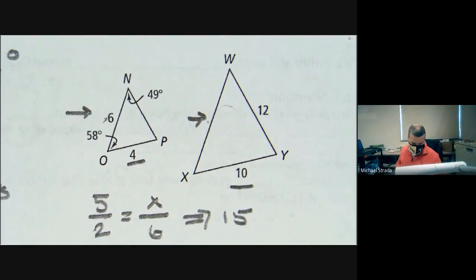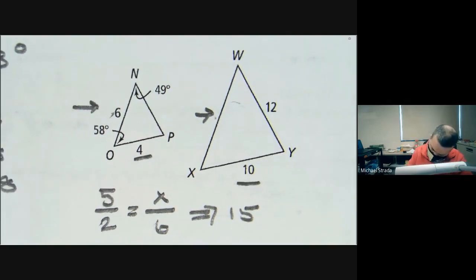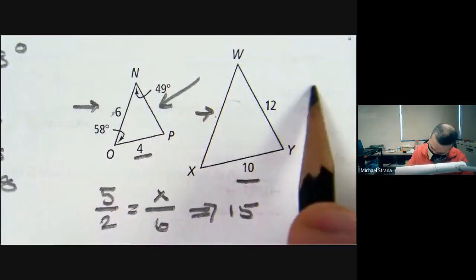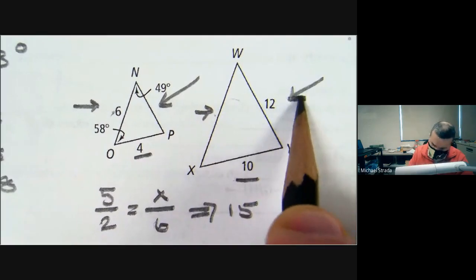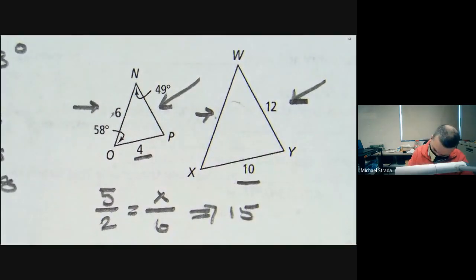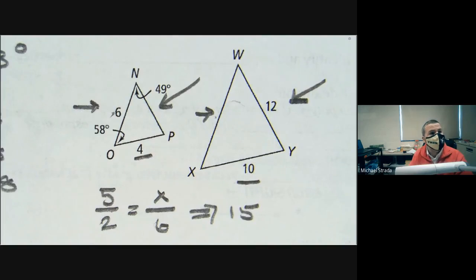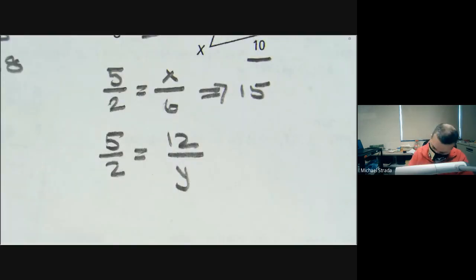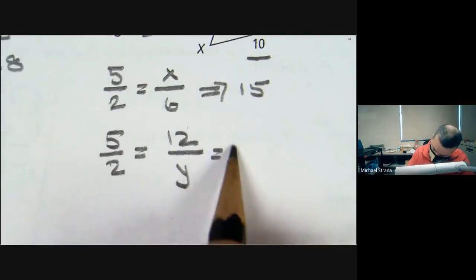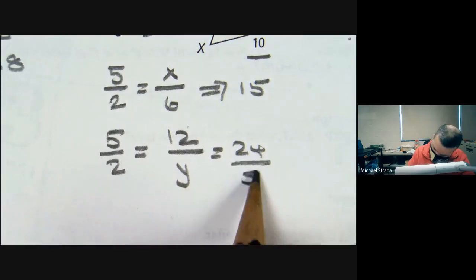And then for 19, NP corresponds to WY. So same idea, 5 over 2. The difference is the 12 goes with the 5, and I'll call that Y. 12 times 2 is 24, and 24 divided by 5 gives me the decimal 4.8.